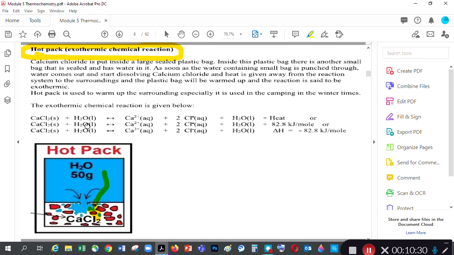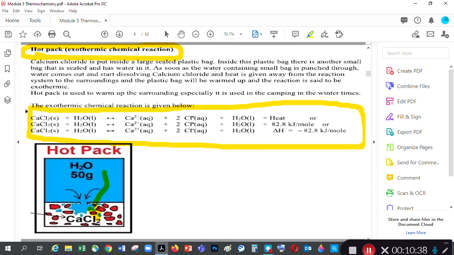And this is really what's happening here. And these are three ways of writing the exothermic chemical equation or reactions. Calcium chloride is solid. H2O will come and dissolve it, and therefore the heat is written at the product side. This is exothermic. Or you write the value here instead of the heat. Or you can just write delta H, the enthalpy change is negative. That's the key, with the value 82.8 kilojoule per mole.